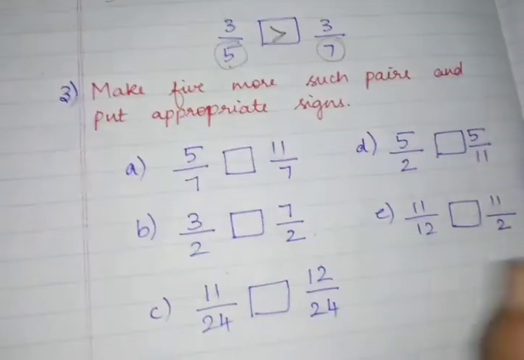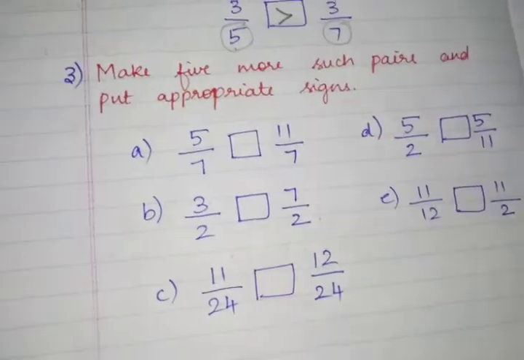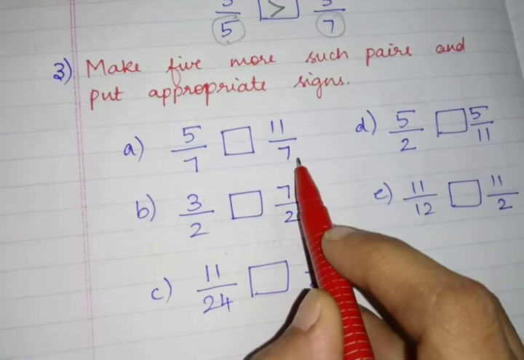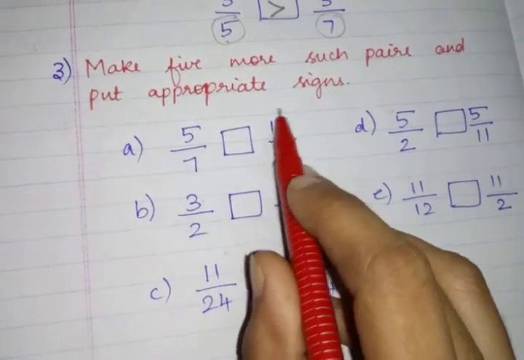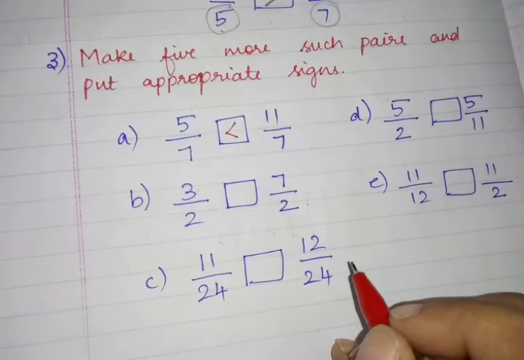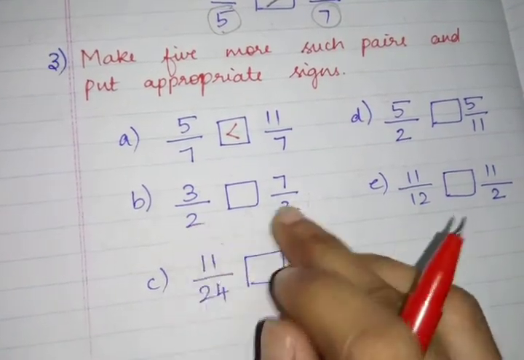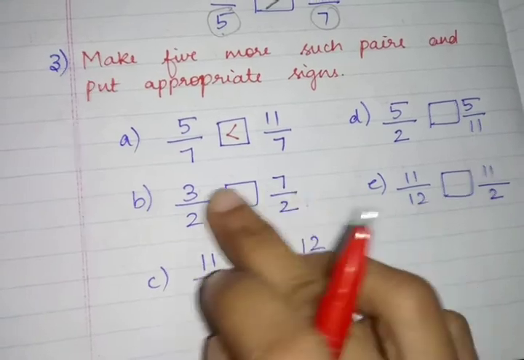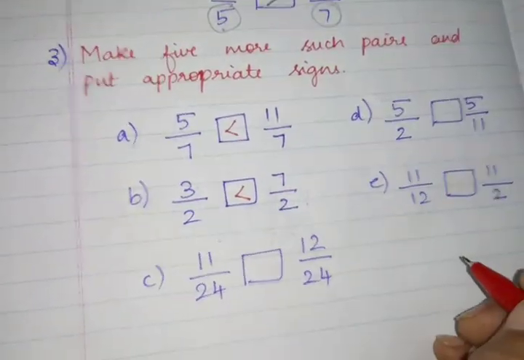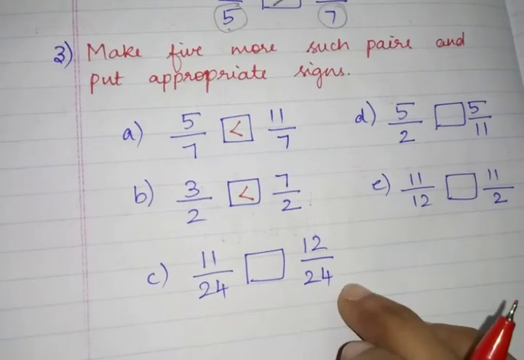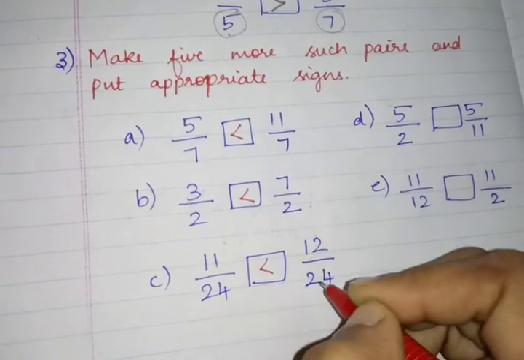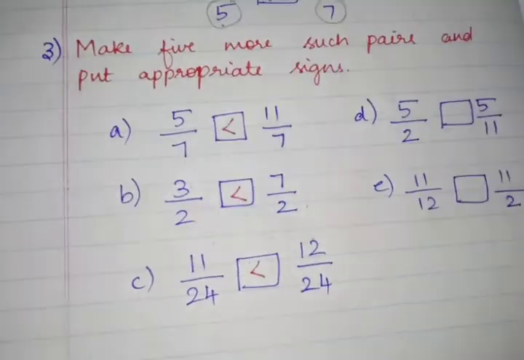And I am going to write the appropriate sign for these questions. Here the denominators are the same, so compare the numerators. Which is greater? 11. So 11 by 7 is greater than 5 by 7. Here also both denominators are the same, so 7 by 2 is greater than 3 by 2. Here also, which is greater, 11 or 12? 12. So 12 by 24 is greater than 11 by 24.